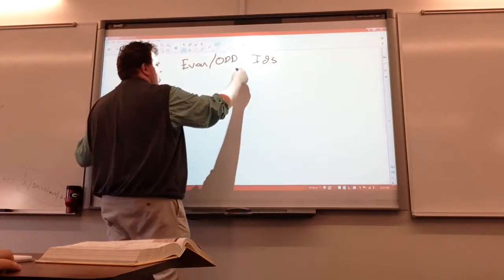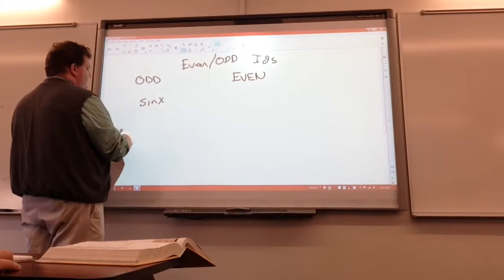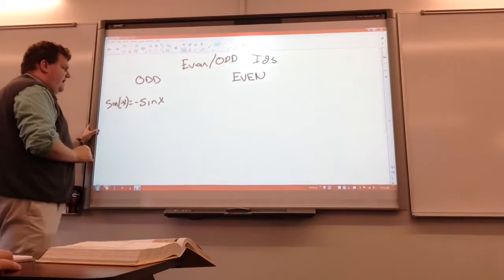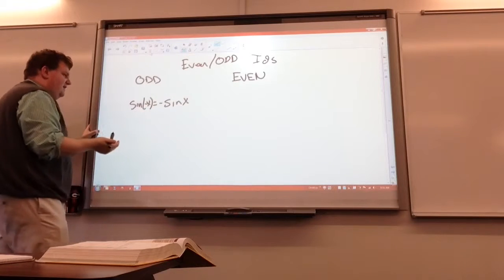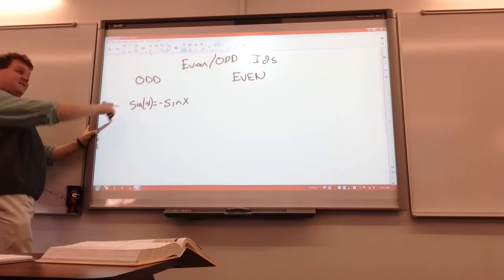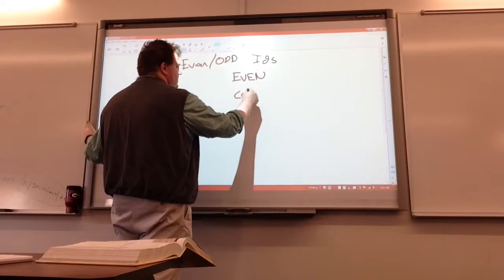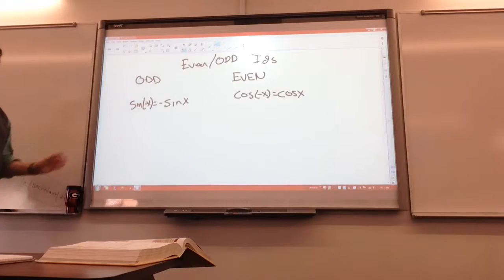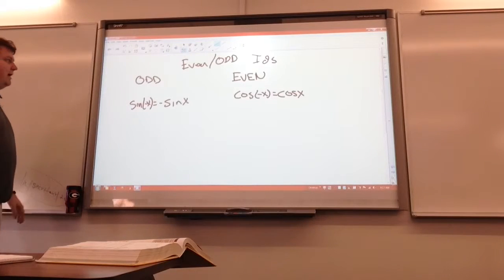As we saw from looking at the graph, sine of x is odd. That means that the sine of negative x is equal to negative sine of x. But it also means that the cosine of negative x is equal to the cosine of x. There's no change there. So if you negate the angle, nothing changes to the cosine. You negate the angle for the sine, it flips upside down.